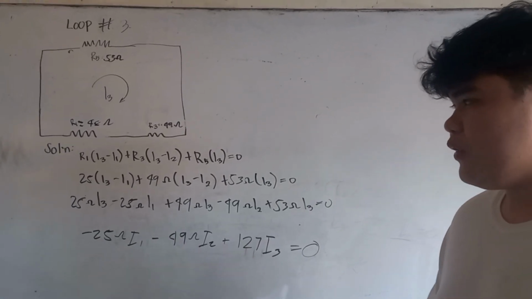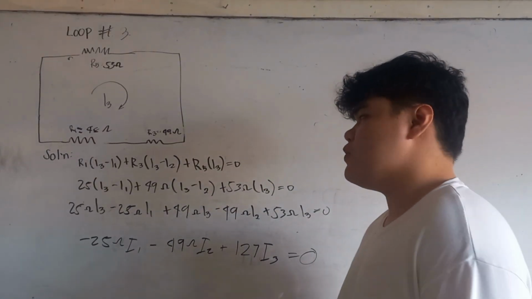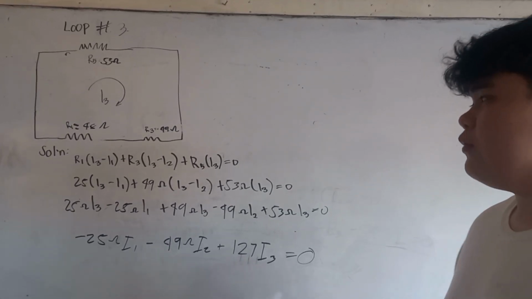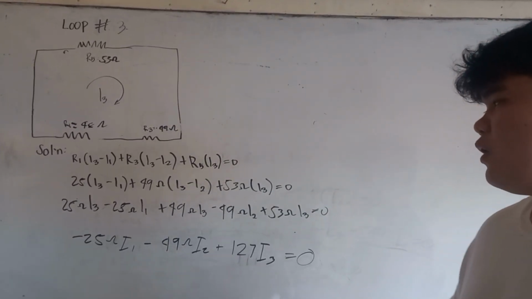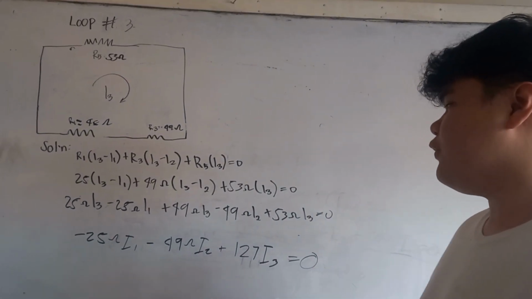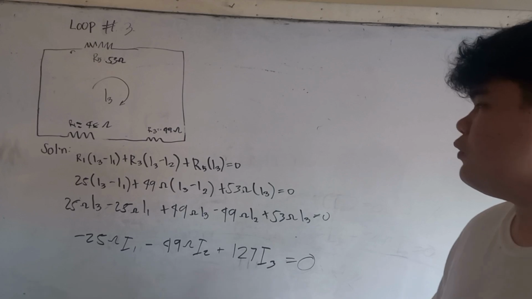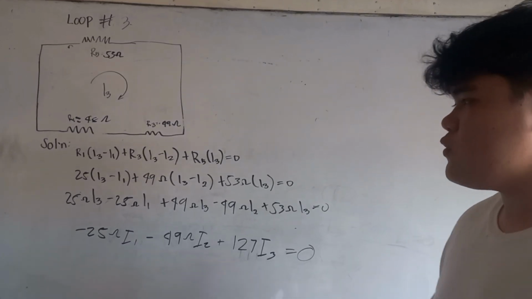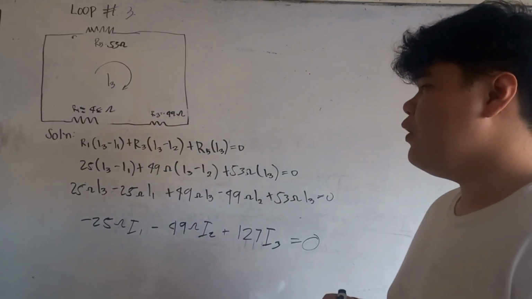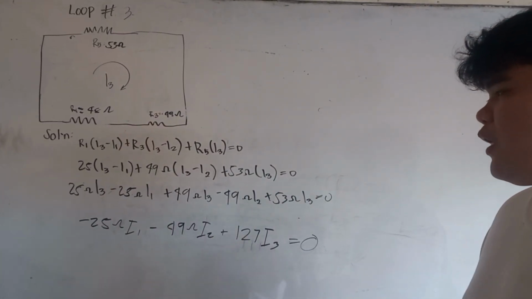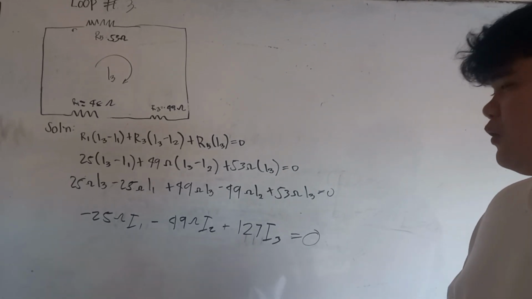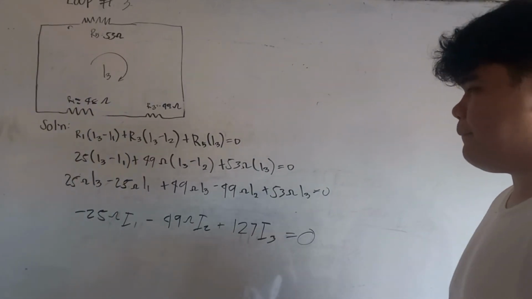Our formula for loop number 3 is R1 times (I3 minus I1) plus R3 times (I3 minus I2) plus R5 times I3. So we just need to distribute the value. So 25 times (I3 minus I1) plus 49 times (I3 minus I2) plus 53 times I3.